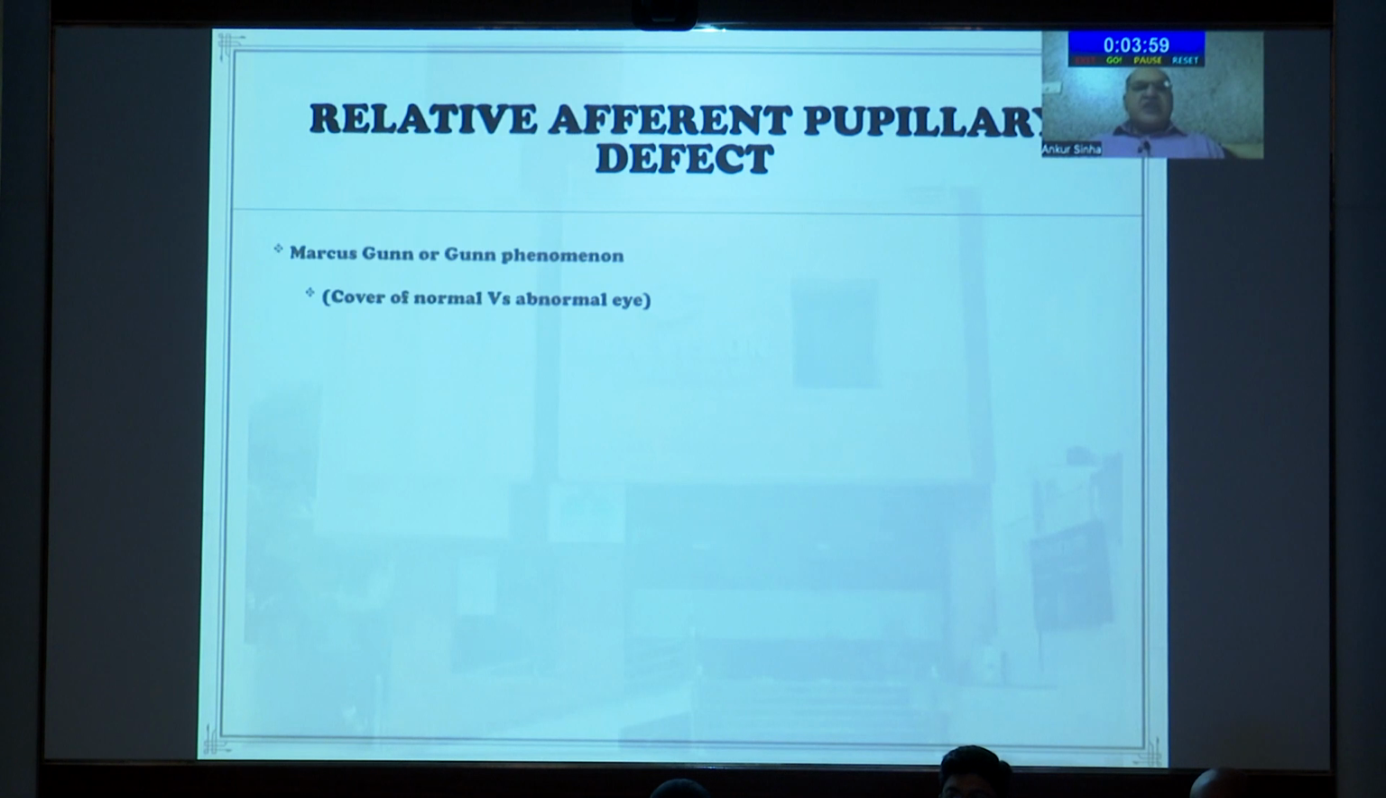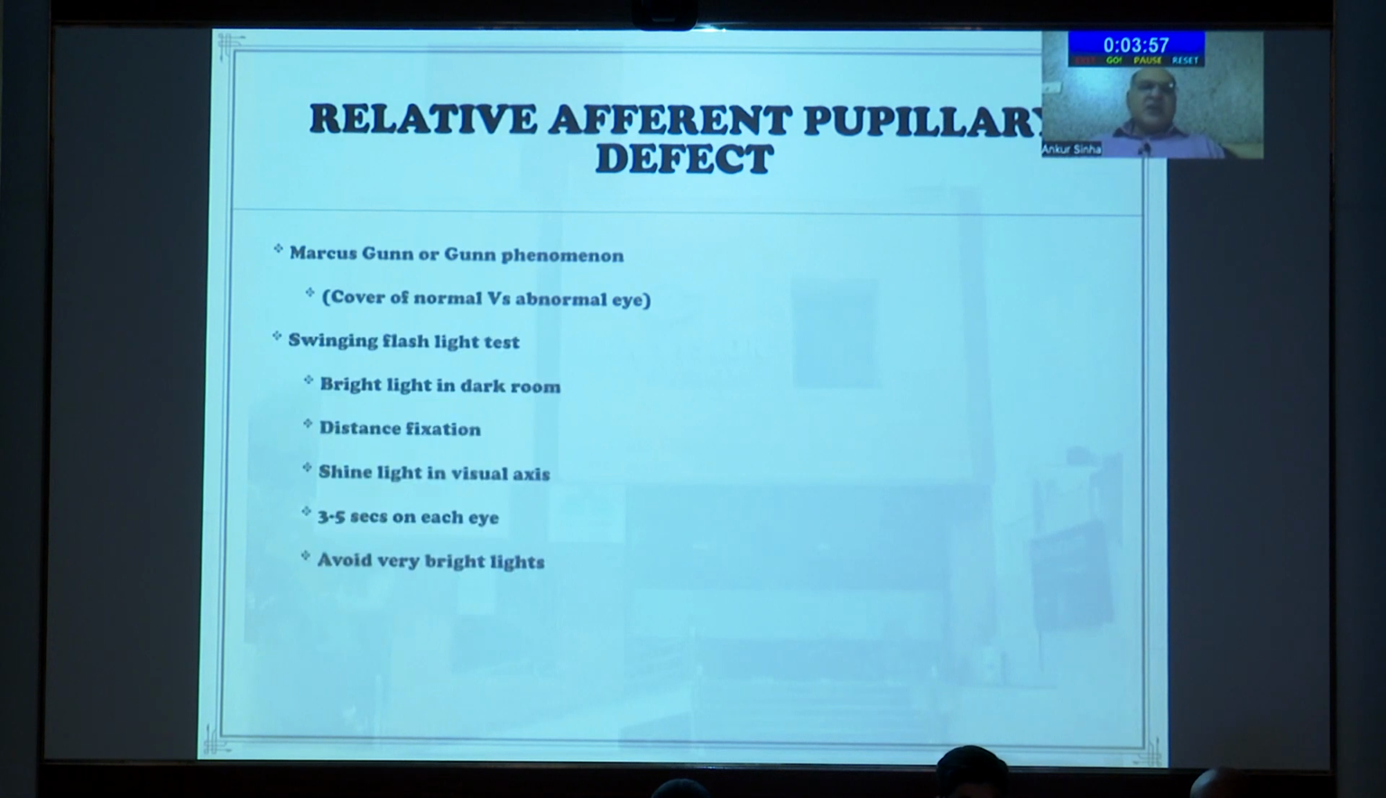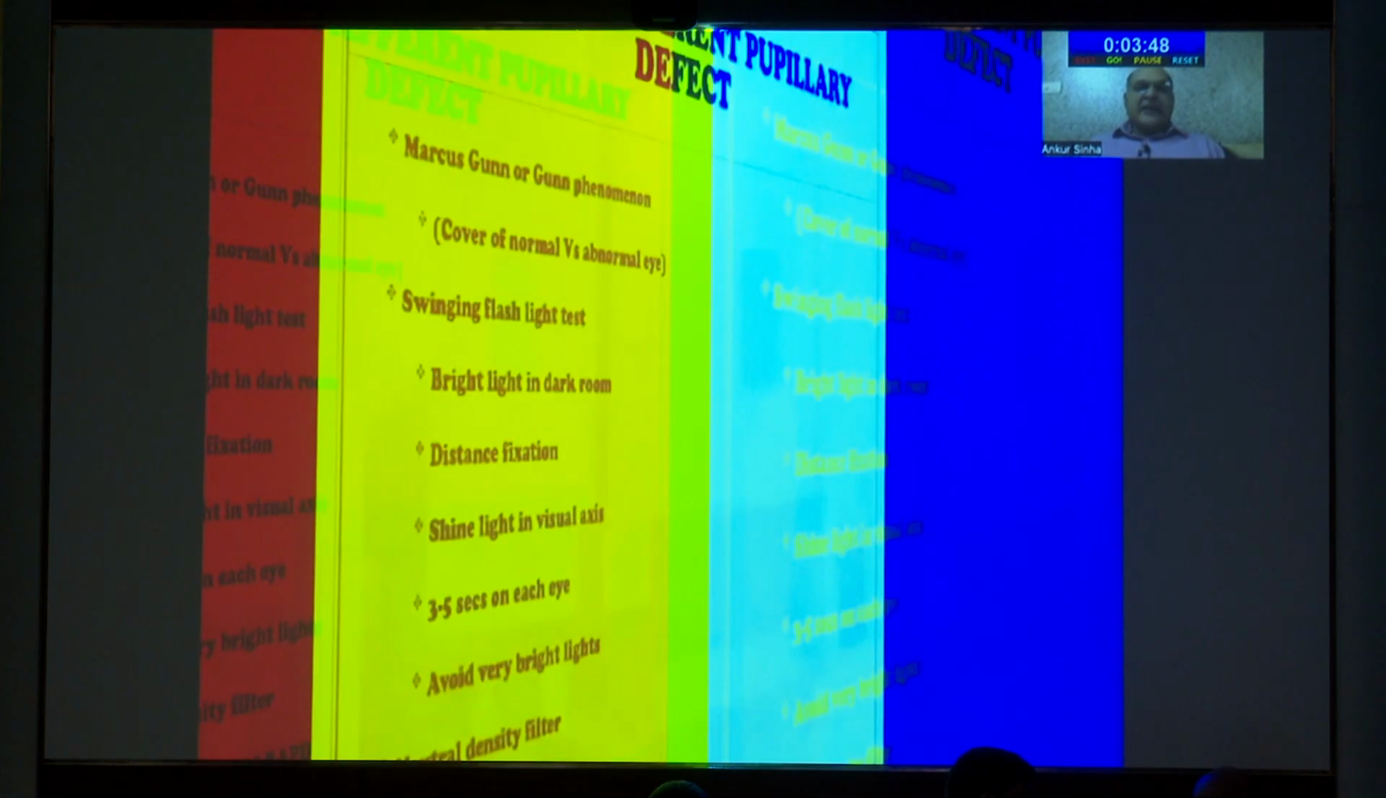RAPD can be checked with either a Marcus Gunn phenomenon or a swinging flashlight test. We can also use neutral density filters to quantify the RAPD, as these density filters aggravate the mild RAPD.